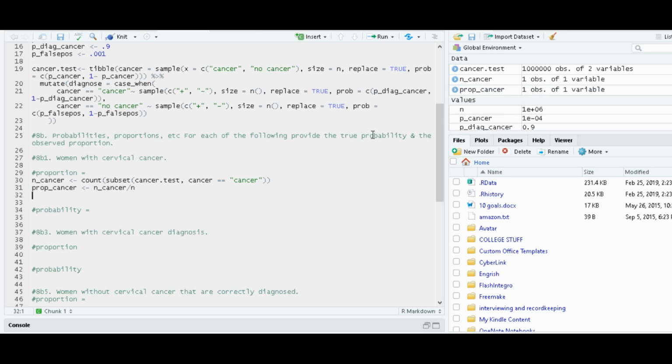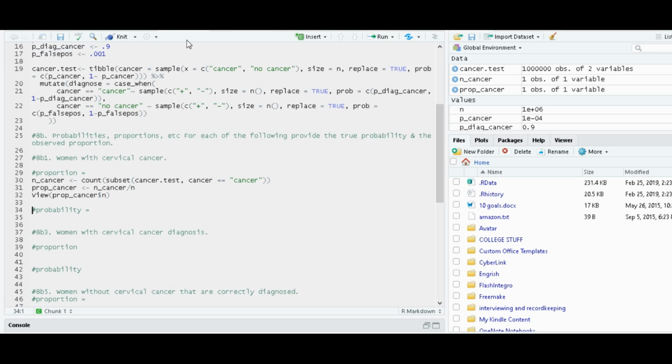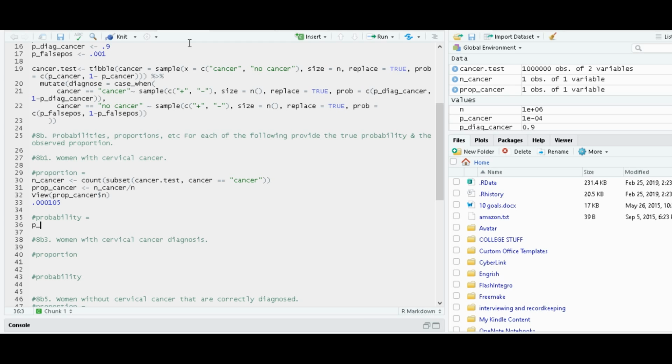And then we just want to find that number, which I guess we can view. 0.000105. No. And the probability of having cancer is just P cancer, which we know from earlier is 0.001. Pretty close.